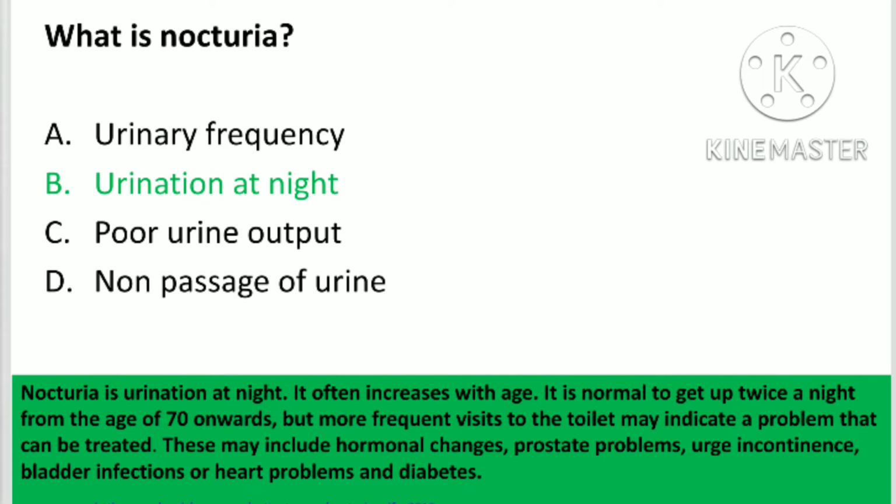It often increases with age. It's normal to get up twice at night from the age of 70 onwards, but more frequent visits to the toilet may indicate a problem that can be treated. So the rationale is mentioned there.